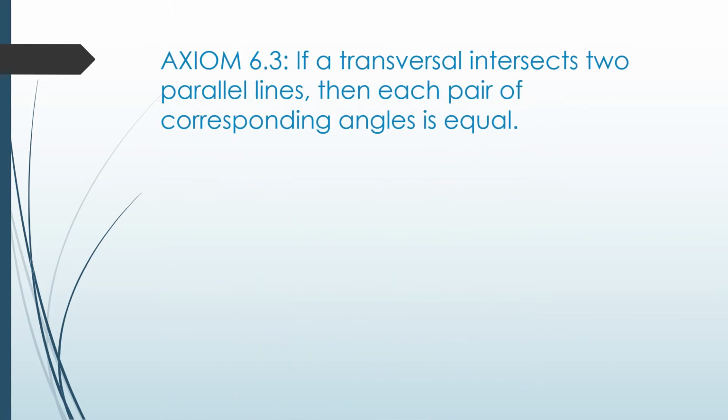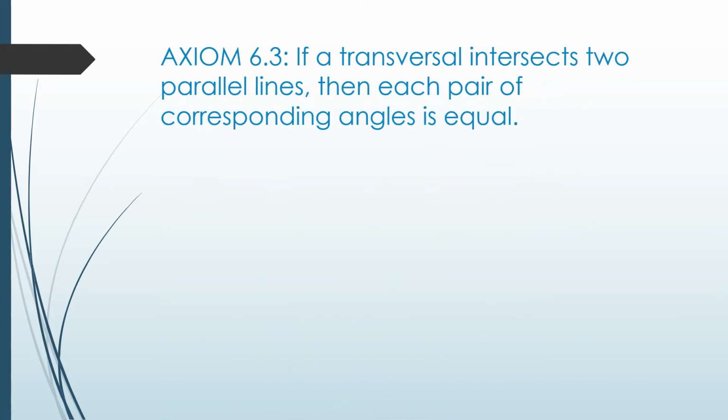Now, Axiom 6.3. If a transversal intersects two parallel lines, then each pair of corresponding angles is equal. To understand this axiom, let's take the converse of it. That is, if a transversal intersects two lines such that the corresponding angles are equal, then the lines are parallel. So, this is the diagram for it.